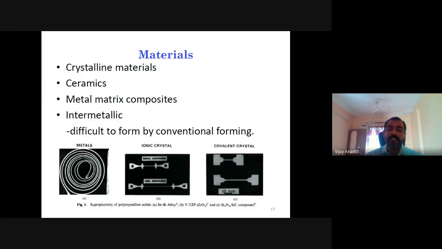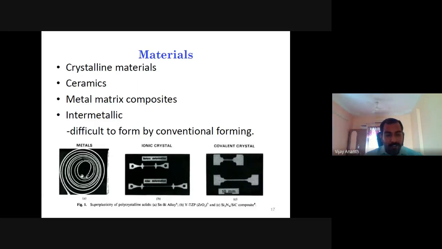Some of the materials we cannot form through conventional methods, right? Taking magnesium as an example, magnesium is a brittle material. Metal matrix composites are also brittle materials. In the normal forming process, what will happen? Suppose we are doing the forming process, it will lead to cracks forming. We cannot form the perfect component through this process. But in superplastic forming, those materials can be formed very easily. Ceramics are also a very brittle material, and by the superplastic forming process we can form the component.